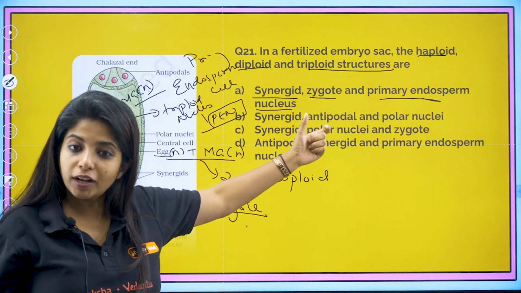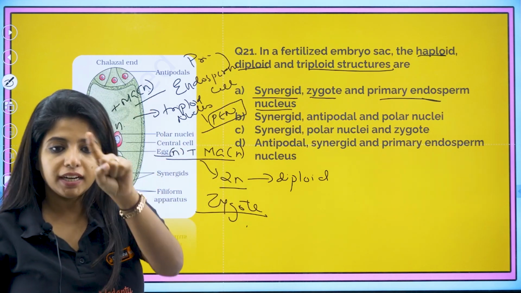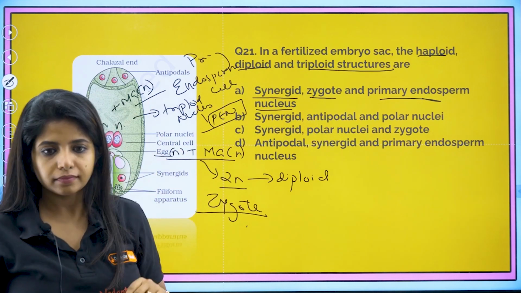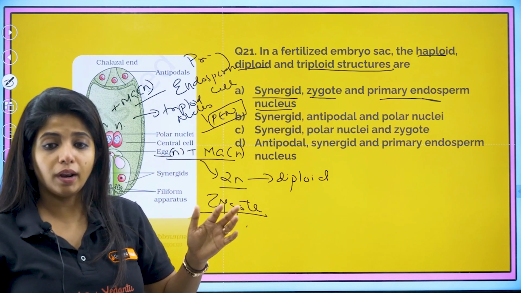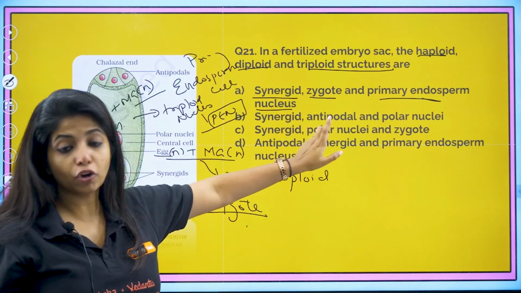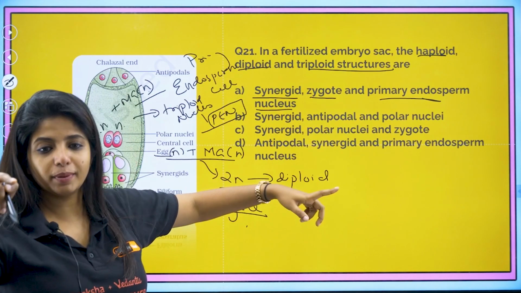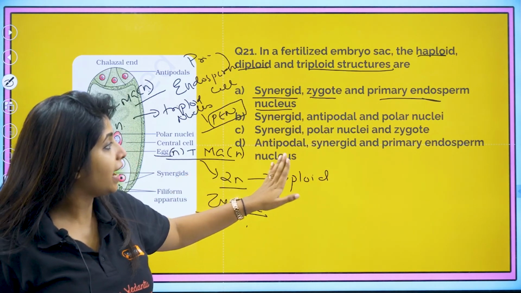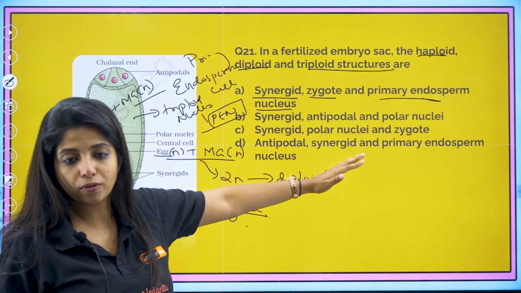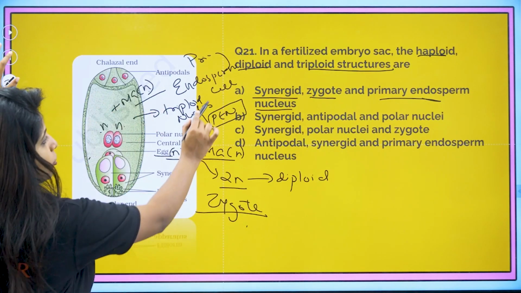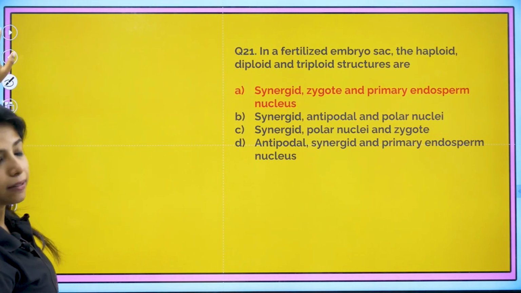Synergid, polar nuclei: if we talk about one polar nucleus, it is n in nature, my dear children. If we talk about both of them, it is 2n, but not here. You're talking about one polar nucleus, so obviously it will be n. It is haploid, so it is wrong. Antipodal, synergids, again synergids is what? Haploid, so not approved. So only one thing is there, and that is your answer A.